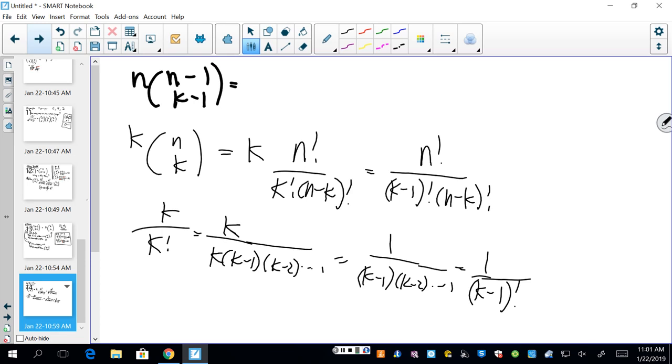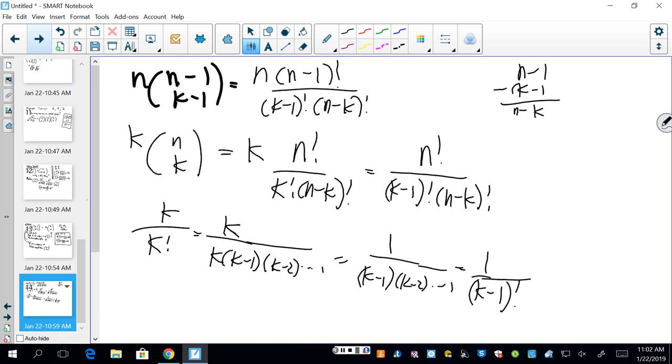Let's do something on the top and see how it goes. There's n, but what's n minus 1 over k minus 1? N minus 1 choose k minus 1. Follow the same factorial pattern. N minus 1 factorial, k minus 1 factorial. And then we need n minus 1 minus k minus 1. So the difference between n minus 1 and k minus 1 is just n minus k.